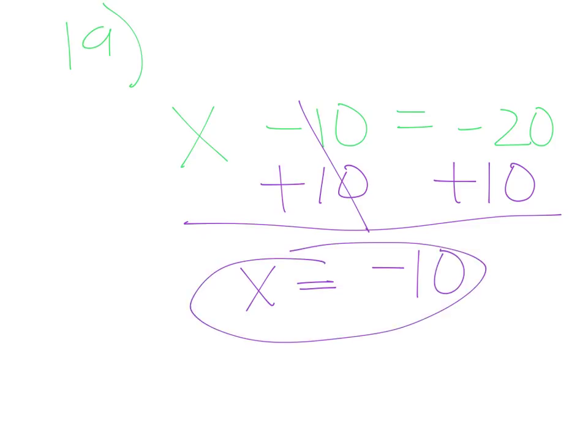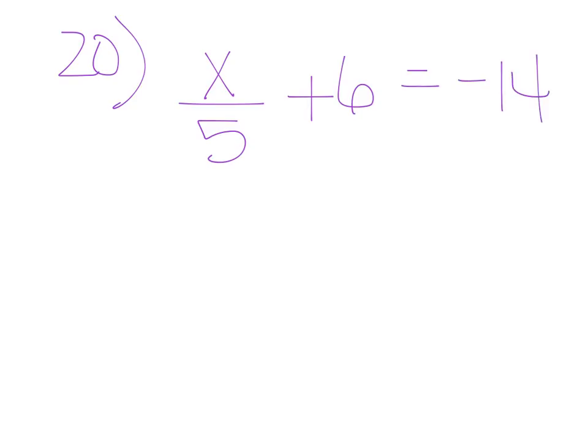Number 20. The quotient of a number and 5 increased by 6 is -14. Quotient means division, so it's a fraction. The quotient of a number and 5, I'm going to write x over 5. Increased by 6, that means plus 6, is -14.